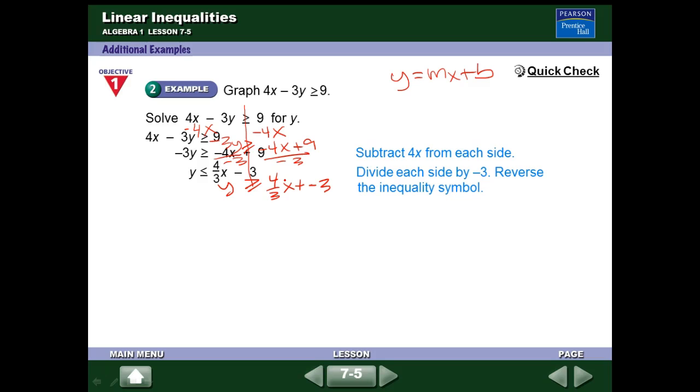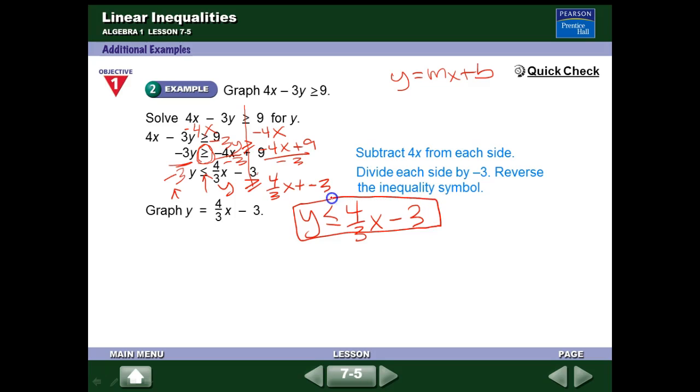One piece that I forgot to mention here, my sign is y is greater than or equal to. Now my sign switched. Does anybody remember why the sign switched? The sign switched because I divided by a negative. Anytime you divide by a negative, you do need to flip that sign around. So we have y is less than or equal to 4/3 x minus 3.